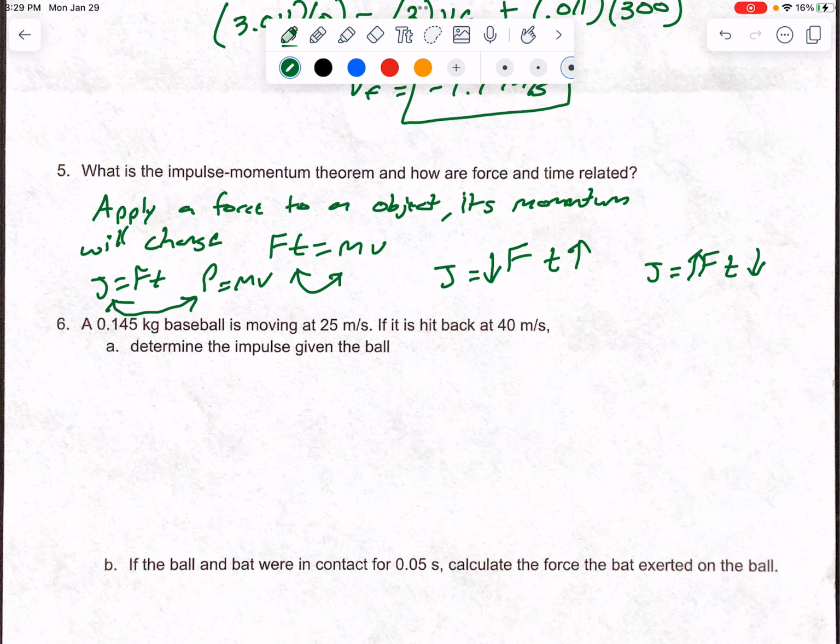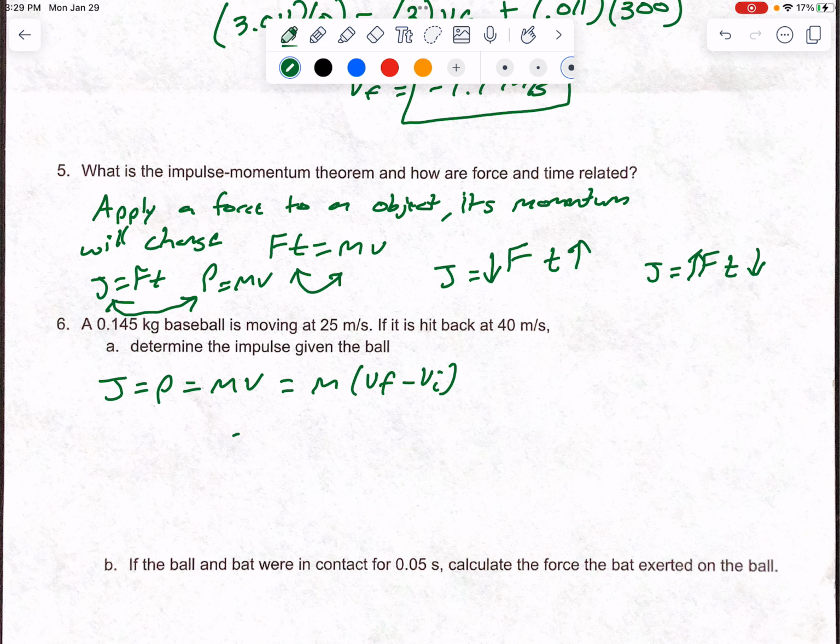Now, a 0.145 kilogram baseball is moving at 25 meters per second. If it is hit back at 40 meters per second, determine the impulse given to the ball. Well, impulse technically is J. Well, J equals F times T. I didn't give you force. I didn't give you time. I did give you mass and velocity. So remember, J is also equal to momentum, therefore equals M times V. Now, I have two velocities in this case. So this would be M times VF minus VI.